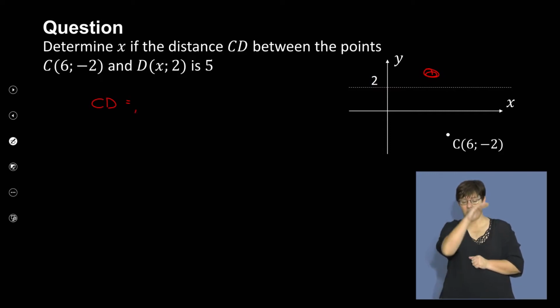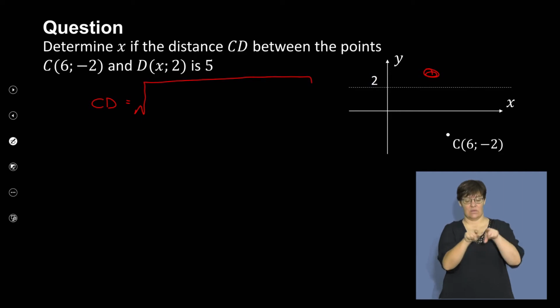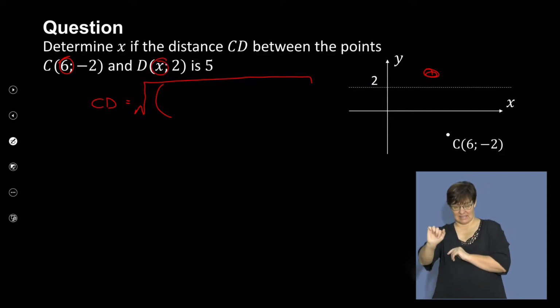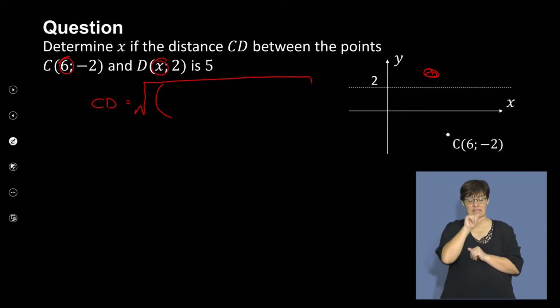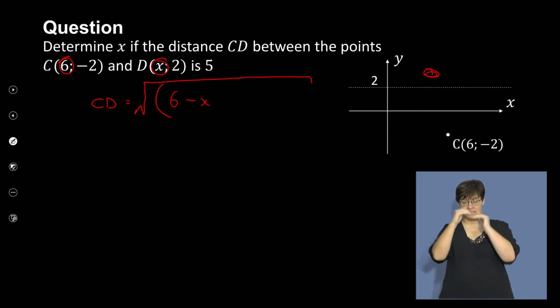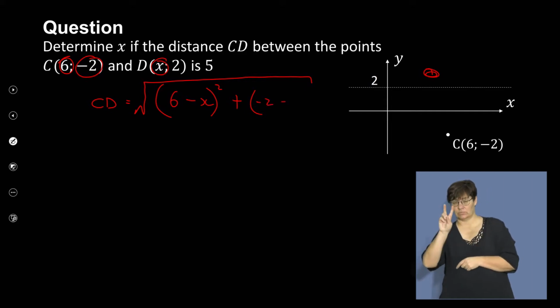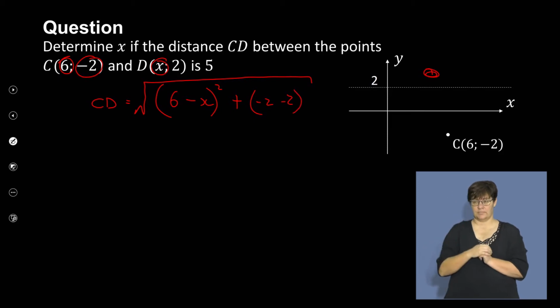I know that the distance between C and D is going to be the x value of the first point minus the x value of the second point. So it's going to be 6 minus x, and I'm going to square that. Then I'm going to add the y value of the first point minus the y value of the second point. I'm going to square that.